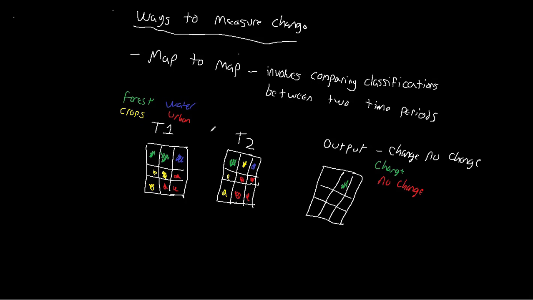So you could have something like this in the output. We had change here, because we went from forest to crop, so there was change here. Because we're comparing the pixel at time 1 compared to time 2. If there was change, we mark it as change. And we have change here, it changed from crop to urban. So we would mark that as change as well. And then no change: all the other places there was no change.